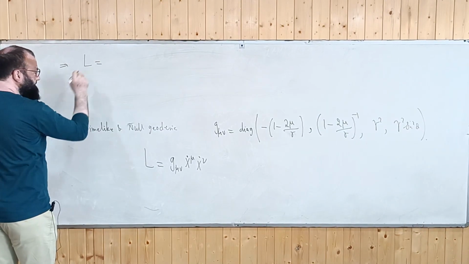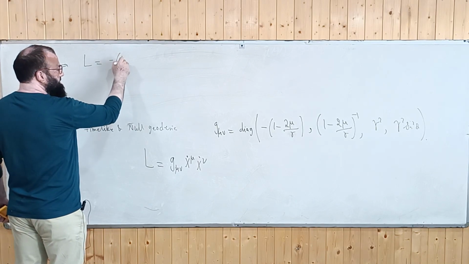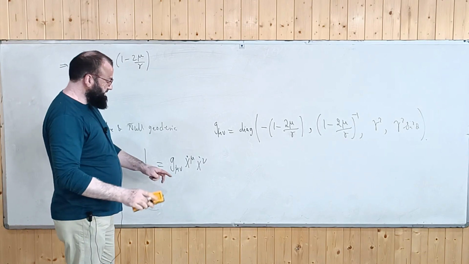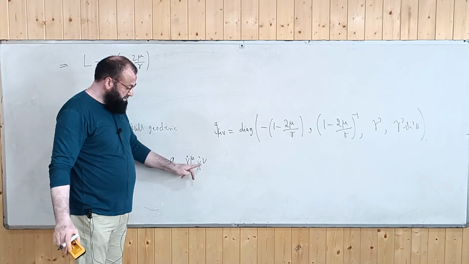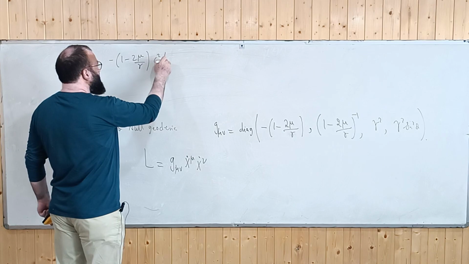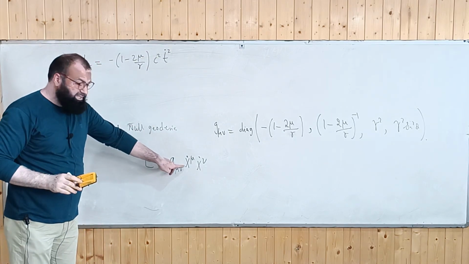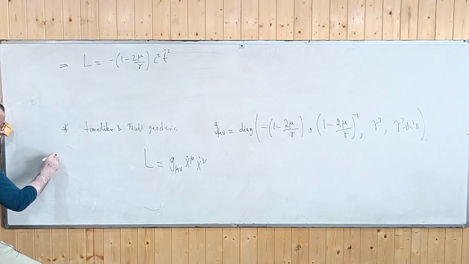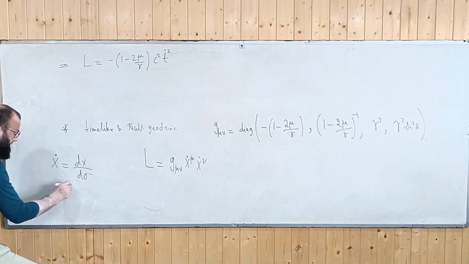So what is our Lagrangian? So g mu nu, it will be minus (1 minus twice mu by r). So for x dot 0, g 0 0 gives c t dot, so it will be c square t dot square. What is the derivative with respect to here? It is with respect to some affine parameter. So this x dot is simply dx by d sigma, and sigma is some affine parameter.